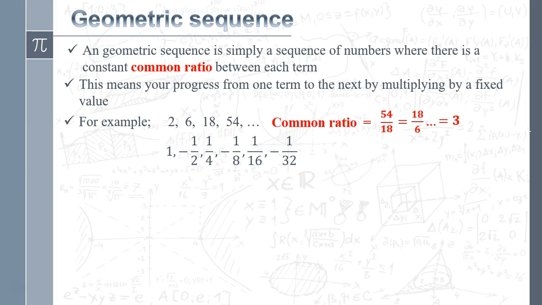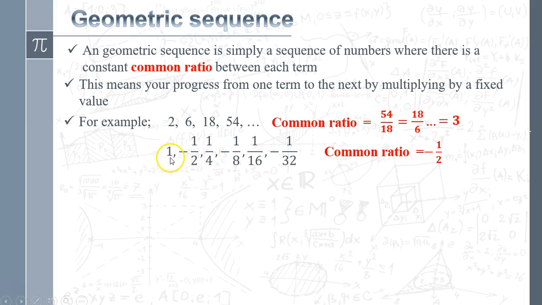This one's slightly less obvious. I'll give you a moment just to have a little look and see what's going on, because what we've got here is alternating positive and negative terms. So we've got a positive term followed by a negative, followed by a positive, followed by a negative. And hopefully by now you've realised that our common ratio here is minus 1/2.